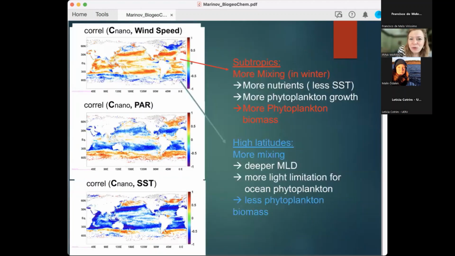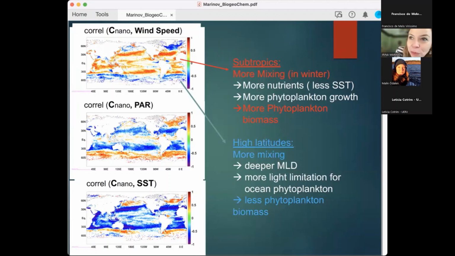Now, to go into the physics of the system a little bit, one interesting and fun exercise we can always do is to take the phytoplankton biomass. In this case, I'm looking at the middle group, the nano, which dominates the ocean in terms of biomass.